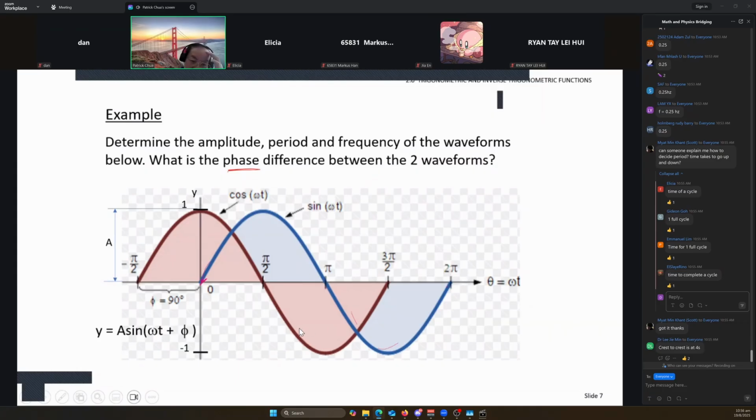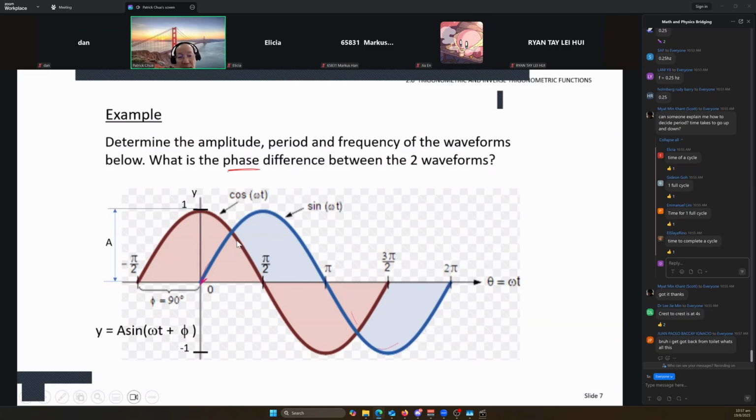Okay, so between these two waveforms, we can say that the cosine waveform leads the sine waveform. By how much? By pi over 2, which is 90 degrees. Again, the cosine waveform is leading, like a leader leading somebody, leading the sine waveform by pi over 2.